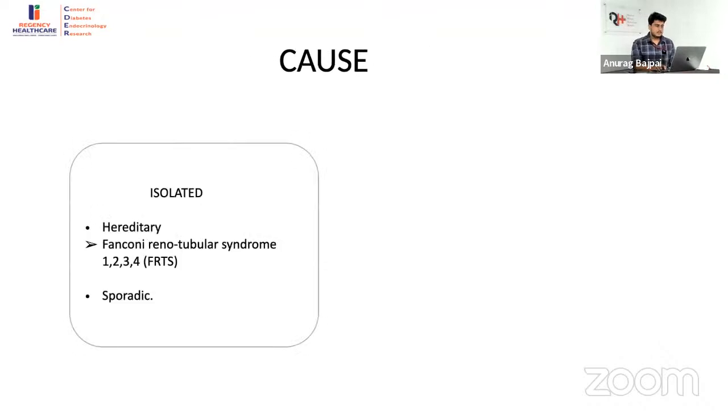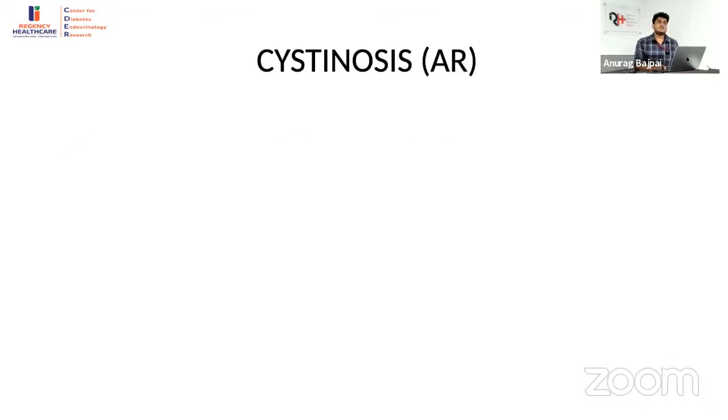So, what is the pathophysiology of Fanconi-Bickel? It's a GLUT2 receptor defect. So basically, it also causes hypomagnesemia. It's a differential of GSD0.